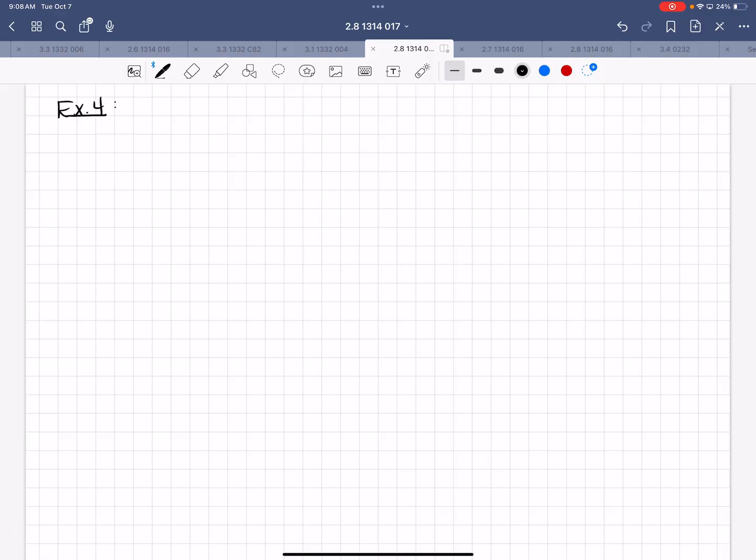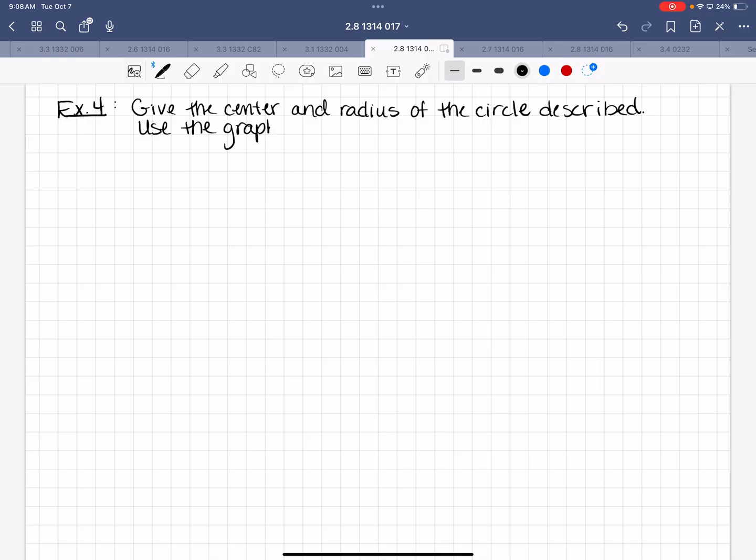Example 4 says, give the center and radius of the circle described. Use the graph to identify the relations, domain, and range.